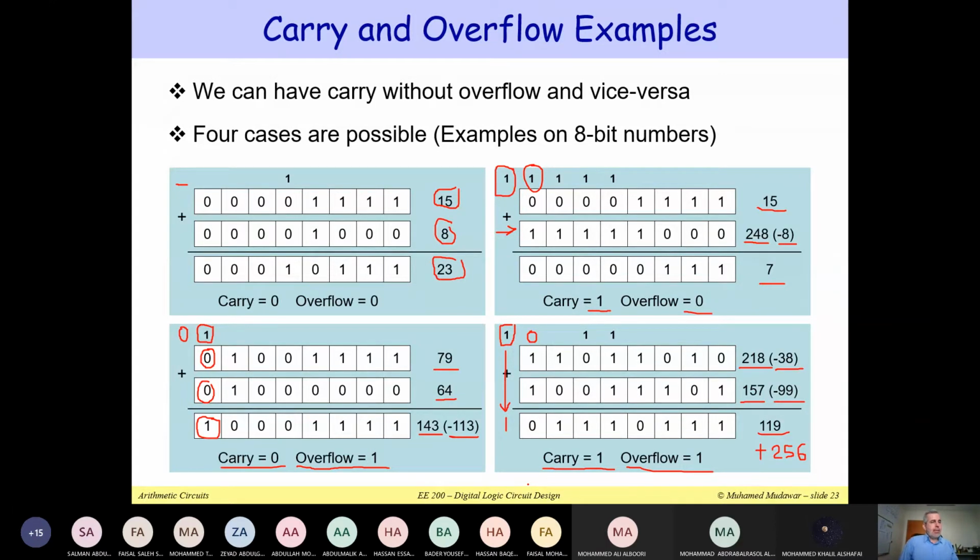Now we understand clearly the difference between carry and overflow. Good. Questions?